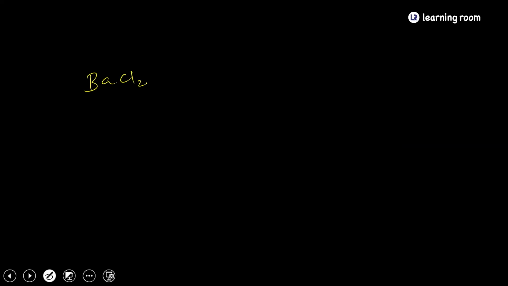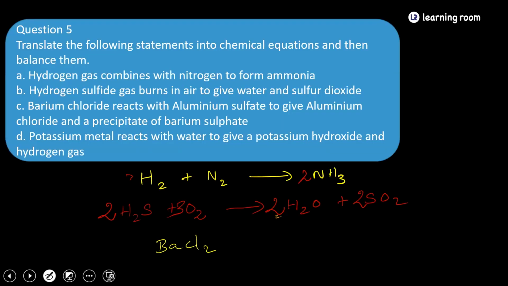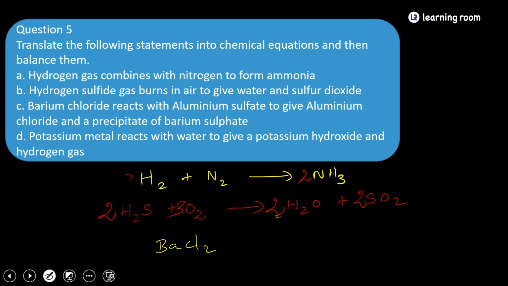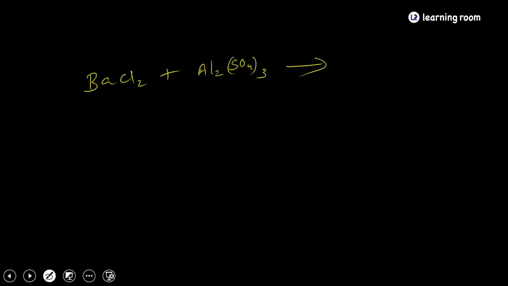Barium chloride plus aluminum sulfate gives aluminum chloride and precipitate of barium sulfate. Aluminum sulfate Al2(SO4)3. It gives aluminum chloride and precipitate of barium sulfate. 2AlCl3 plus barium sulfate, precipitate, so then you have to put the symbol like this. Now you look here, that equation is not yet balanced, right?